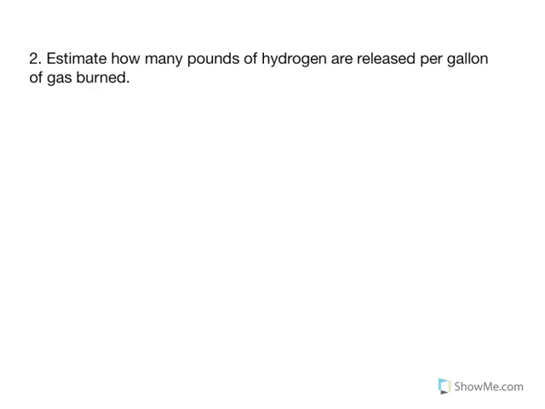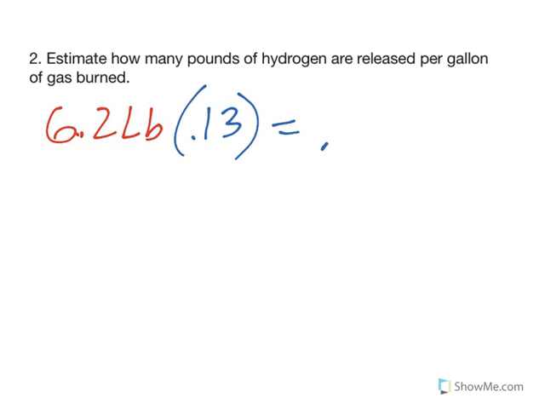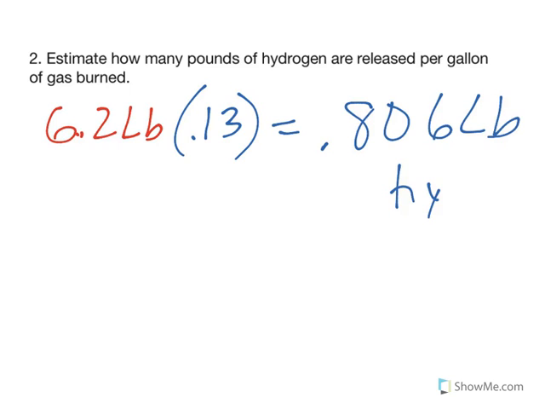Okay, number 2, we're talking about pounds of hydrogen. Well, we know that the 6.2 pounds is gas. And we know that 13% of that is hydrogen. So we multiply by 0.13 and we get 0.806 pounds of hydrogen. Right? And if you take your hydrogen and add that to your carbon answer from number 1, together they should get 6.2 pounds because they make up those two pieces.